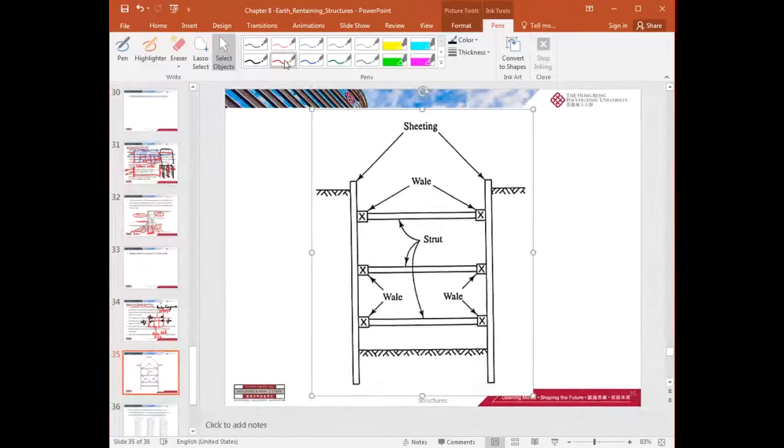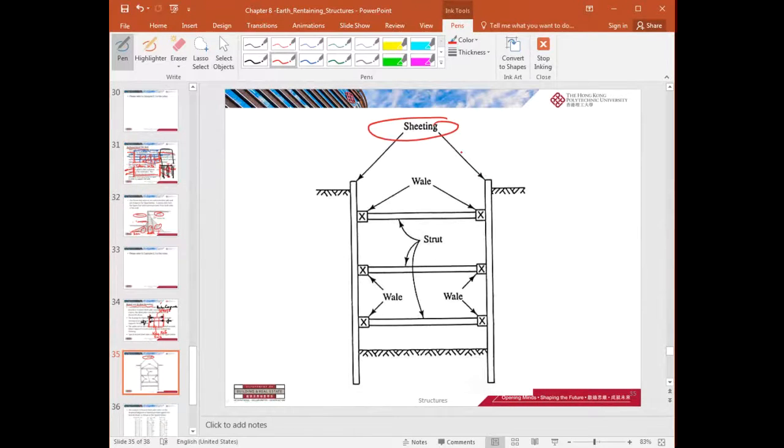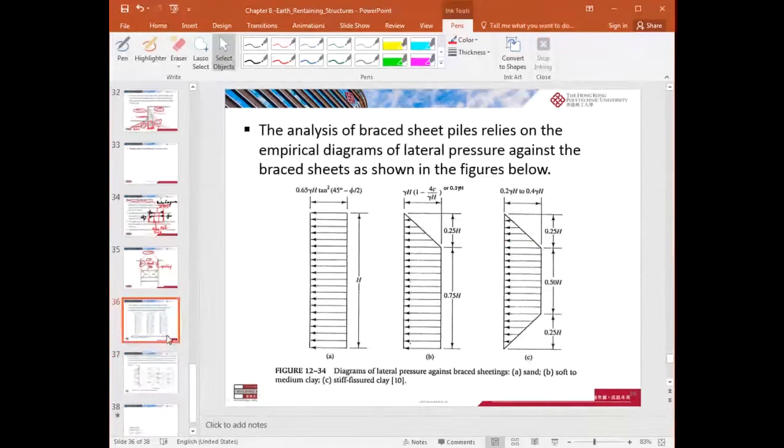So the sheeting, right? These are the sheeting, and that's the waling or whaler, and that's the strut. And that's the waler or the waling or whaler. Now the analysis of the braced sheet piles is given by these three diagrams.